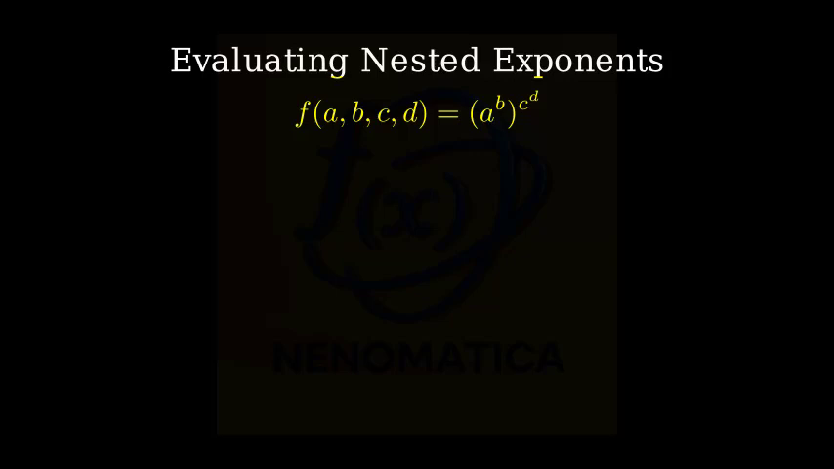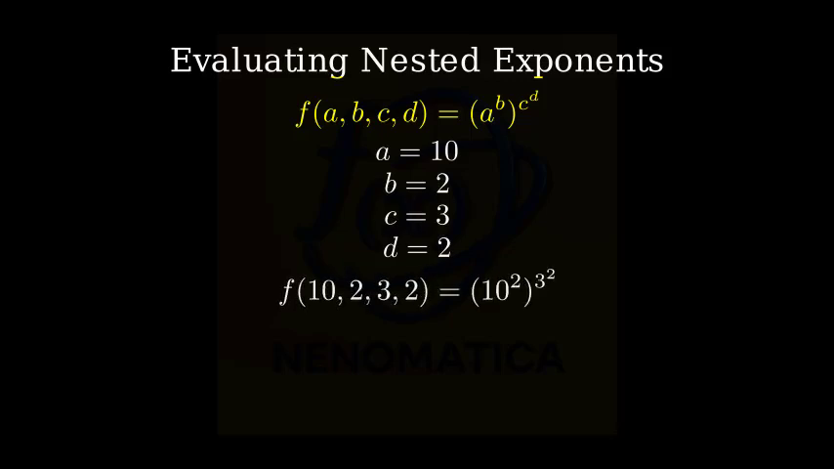We're given the following values. a equals 10, b equals 2, c equals 3, and d equals 2. Let's substitute these values into our function. We get f of 10, 2, 3, 2 equals 10 raised to the power of 2, and that entire quantity raised to the power of 3 raised to the power of 2.